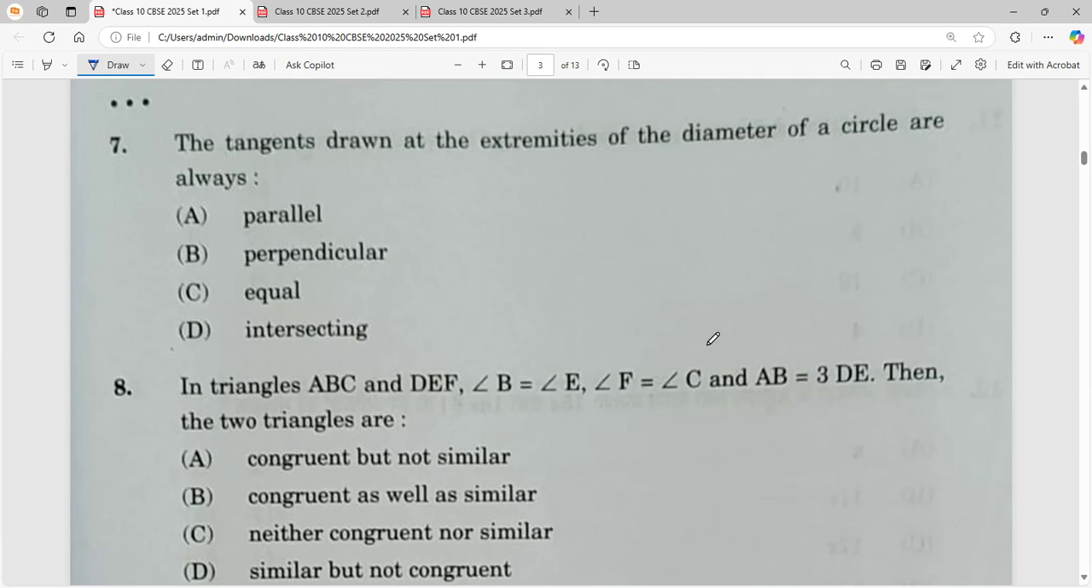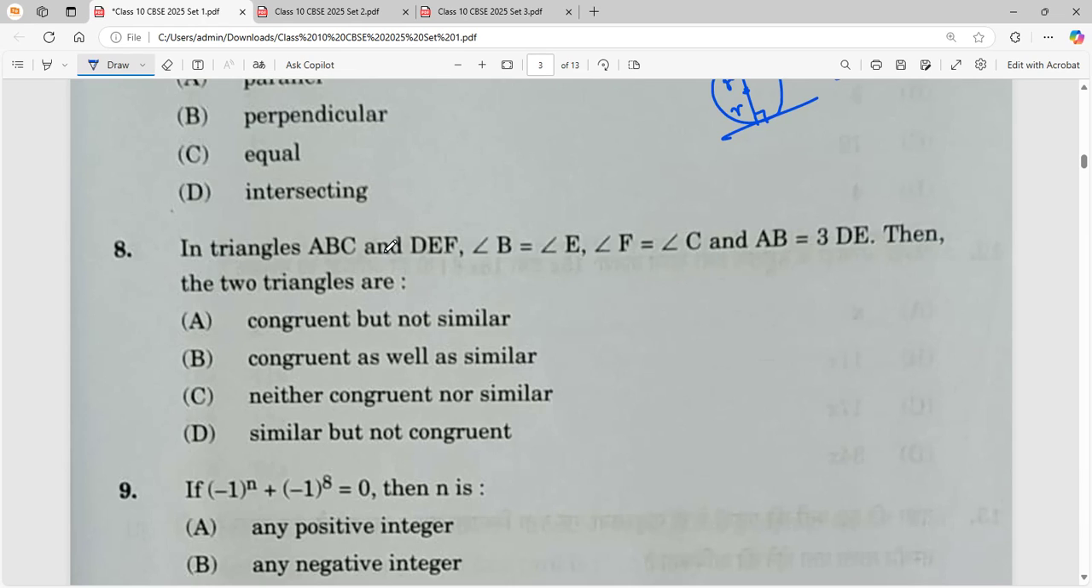The tangents drawn at the extremities of the diameter are always parallel to each other. That's because the radius is perpendicular to the tangent, and this radius is also perpendicular to the tangent here, so these two lines become parallel lines. So the answer is option A.